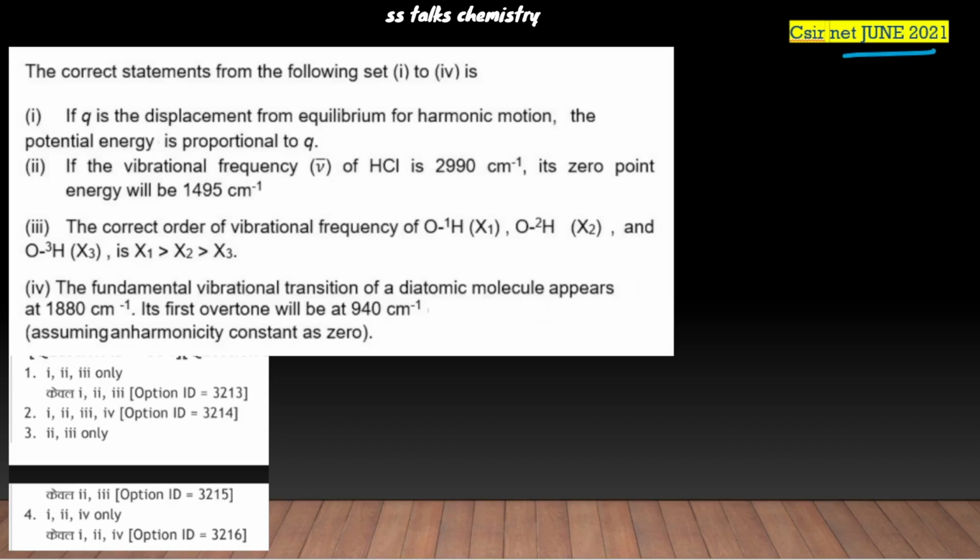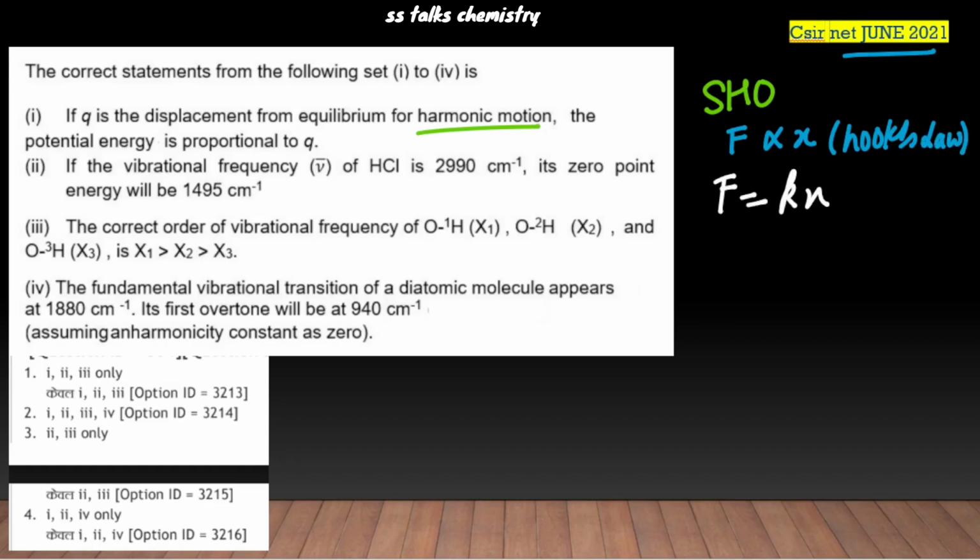Okay. So we have harmonic motion, which means they are talking about the simple harmonic motion, that is SHO, right? Now in the simple harmonic motion we see that the force value is proportional to the displacement, right? So this is according to Hooke's law. Removing the proportionality constant, force comes out to be kx. Now the displacement is in the opposite direction, so a negative sign is placed in front of it.